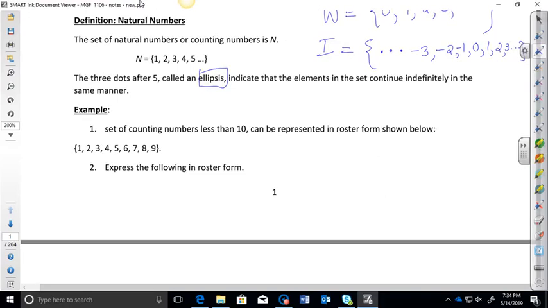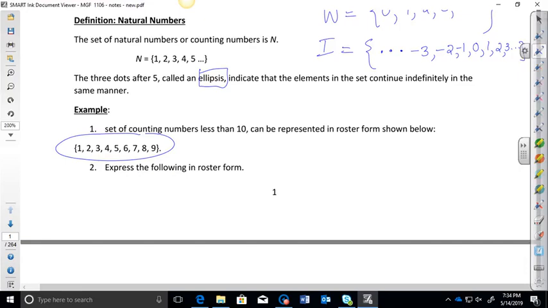Set of counting numbers less than 10. That is the set of all counting numbers less than 10. Less than 10 means 10 is not included. Less than 10, 10 is not included.